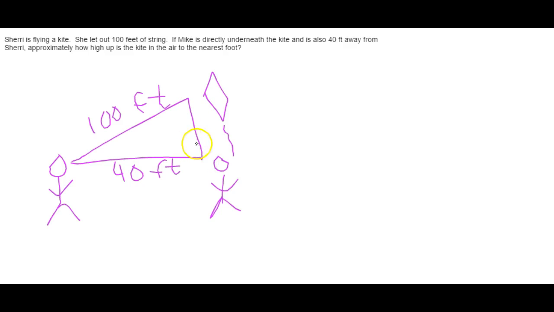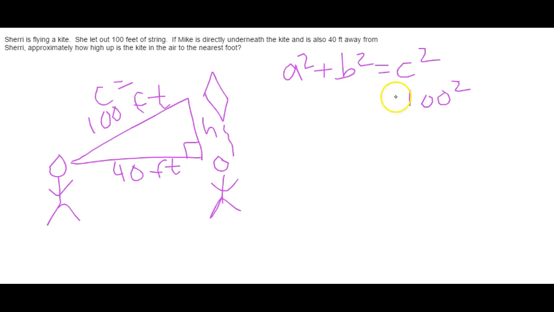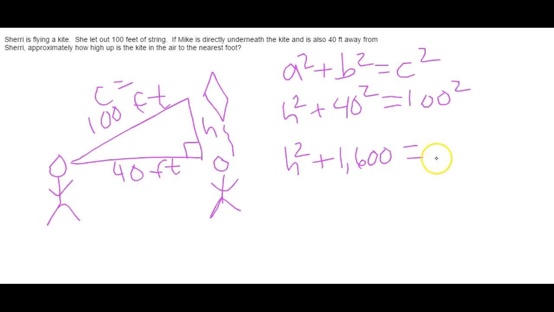So when we connect these two things together, we form that right triangle, and we're looking for the height of the kite. The hypotenuse is across from the right angle, so 100 feet is C, and we can go plug it into our Pythagorean theorem, a squared plus b squared equals c squared. C is the 100 feet, h and 40 feet are the a and b, and now we can solve for the height. 40 squared is 40 times 40, which is 1600. 100 times 100 is 10,000.